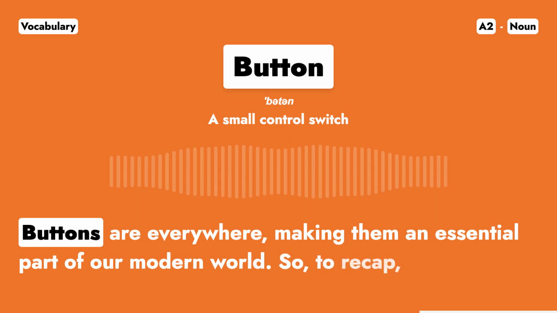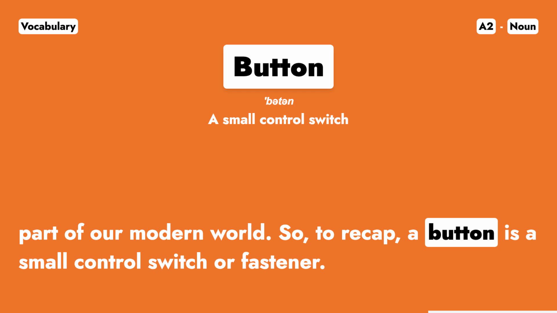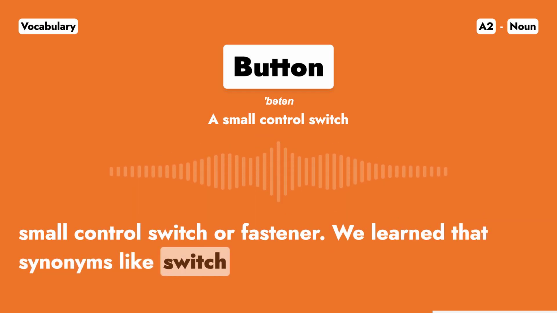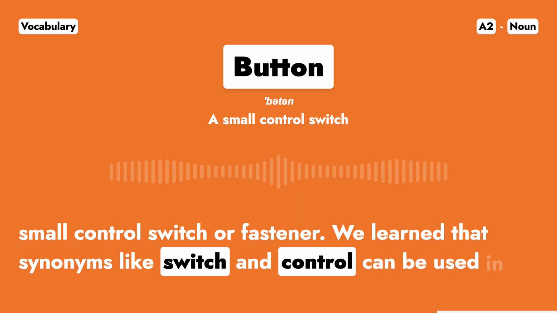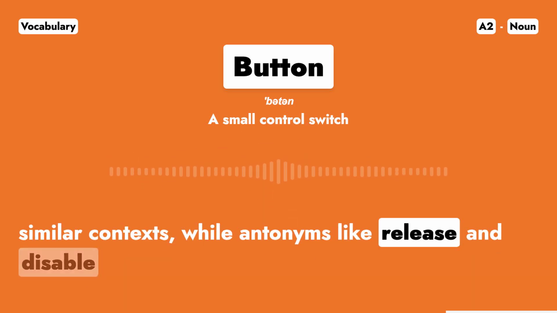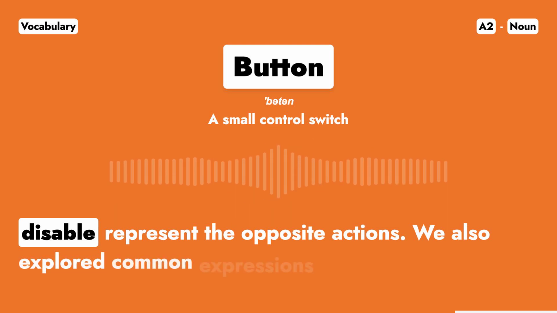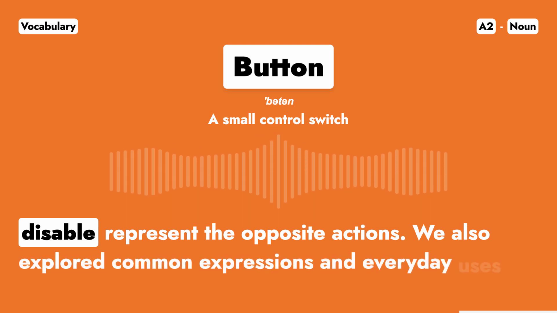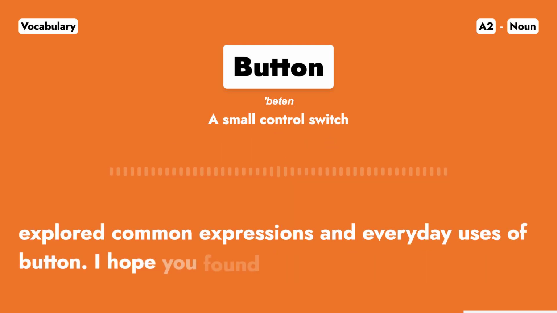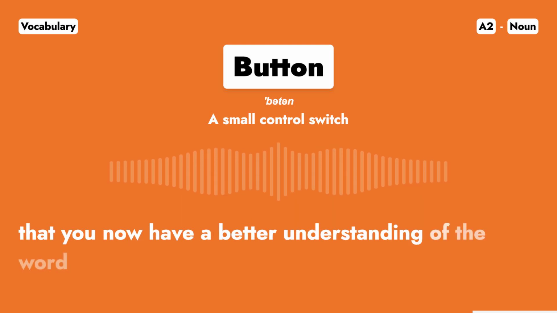So, to recap, a button is a small control switch or fastener. We learned that synonyms like switch and control can be used in similar contexts, while antonyms like release and disable represent the opposite actions. We also explored common expressions and everyday uses of button. I hope you found this episode helpful and that you now have a better understanding of the word button.